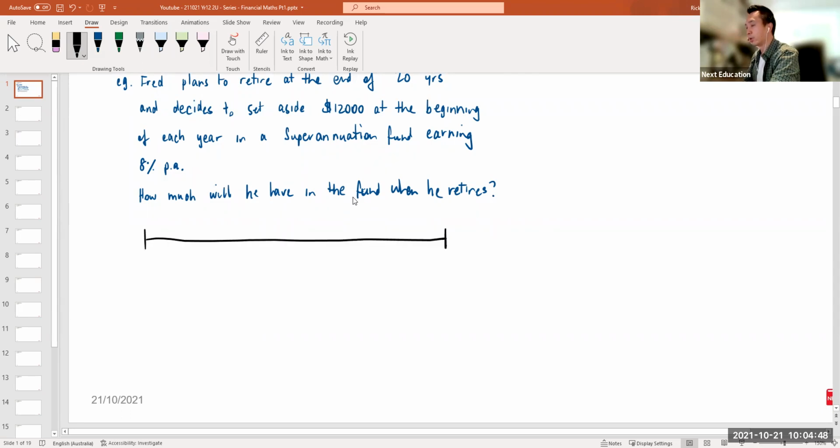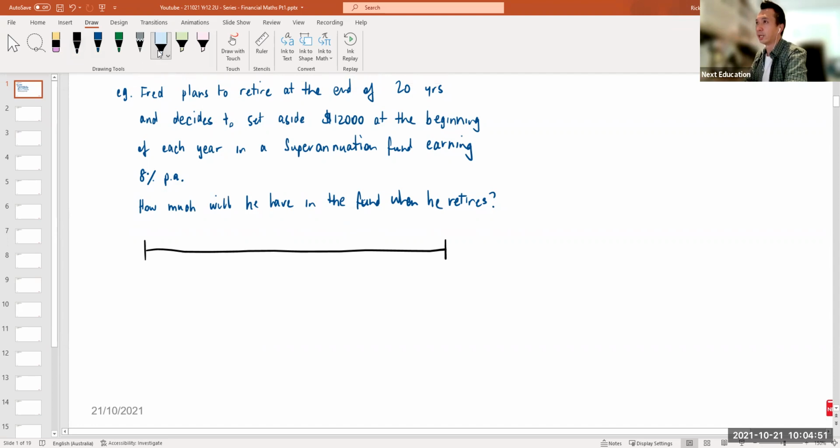So here's a number line. Let's highlight the key aspects of the information. You've got 20 years, retires at the end of 20 years, sets aside $12,000 at the beginning of each year, and the fund pays 8% per annum. So in the number line, let's say this is time 0, this is time 1, time 2, and then at the end of the period, 20, 19, 18, and some stuff in between. The way we're going to do it is, I always like to say to my students, do 3 years on the left, 3 years on the right, at the end, just so you can actually get the picture.